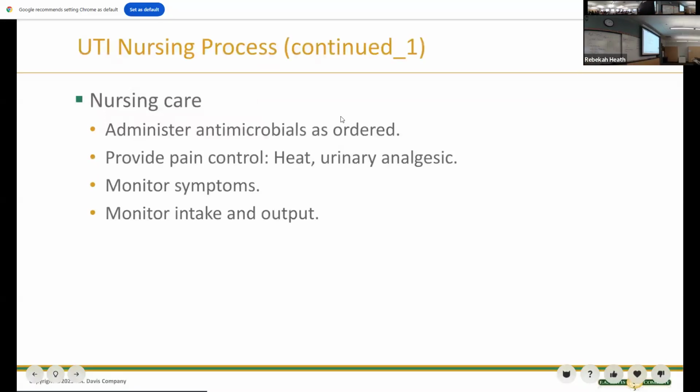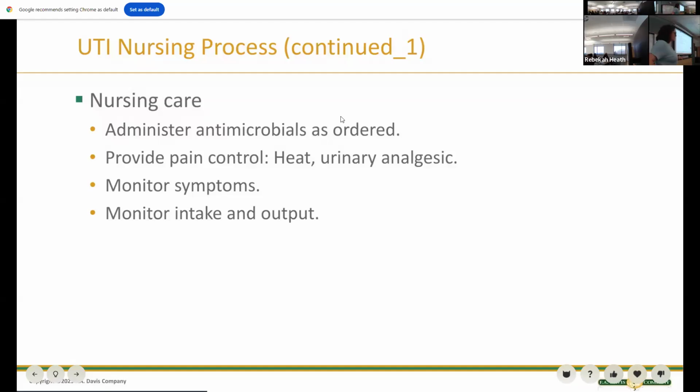Nursing care. So you as nurses, what are you going to do? Well, if they have an infection, we're going to be giving the antimicrobials, antibiotics as they're ordered, right? We're not going to order them, but we're going to give them. We might do some pain control, especially with the cystitis, right? That bladder pain. Sometimes heat on the belly can be helpful. There's also some urinary analgesics. There's some medicines that can go in that actually kind of numb that urethra. So if you're having a lot of burning while you're urinating, that medicine can help to numb the urethra so it's less painful.